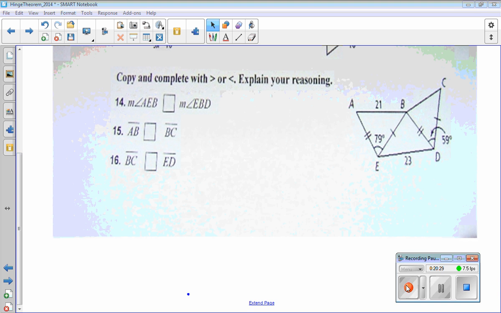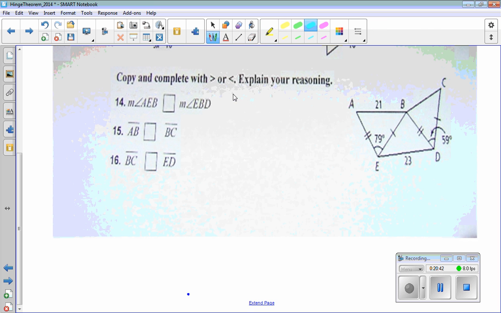All right, here we go. The measure of angle AEB, is it greater than or less than the measure of angle EBD? EBD, how do you know? Because you have to compare the 21 and the 23. You have to use that Hinge theorem. So I know that these two angles are the included angles. Let's make sure that the two sides are congruent, that make that angle. They are. So we're going to look at the side across from it. Since 23 is bigger than 21, we know that this is true, that angle EBD is bigger, right?